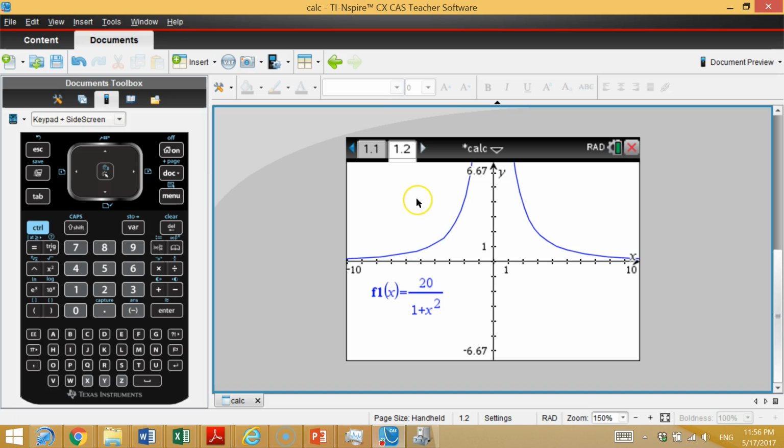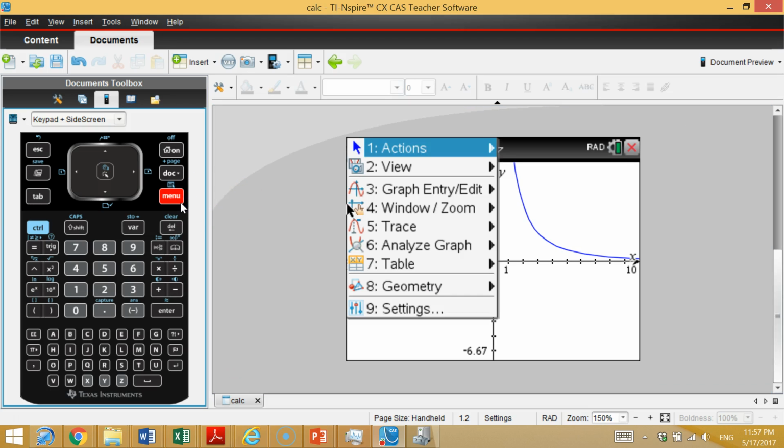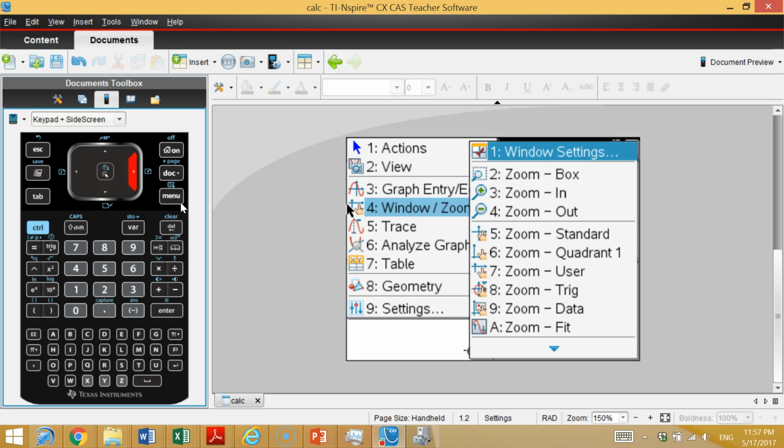And this is exactly what AP wanted. They wanted people to look at this and say, oh, it's an asymptote. But it's not, right? So what I'm going to do is go to Menu, and then Window Zoom. We're going to be doing a lot of stuff in Window Zoom in this video, and just talk about a few different things. So I'm going to hit Window Settings.